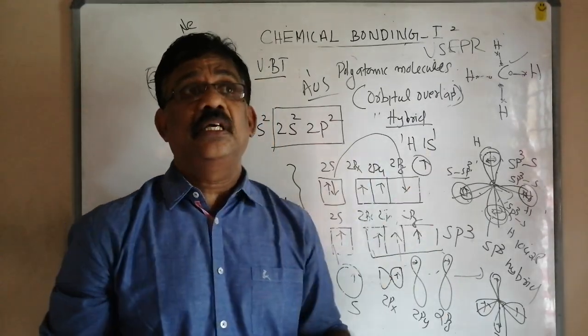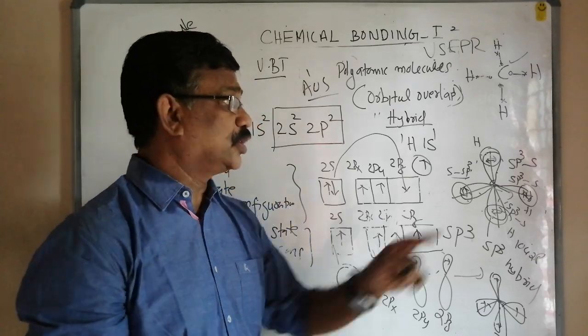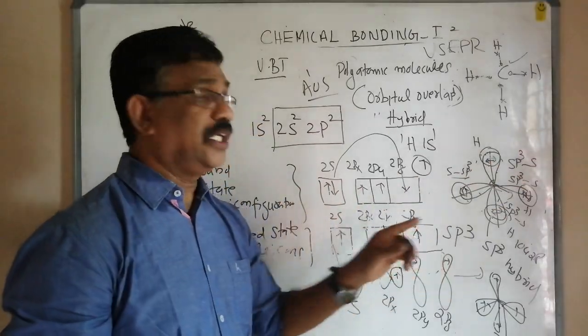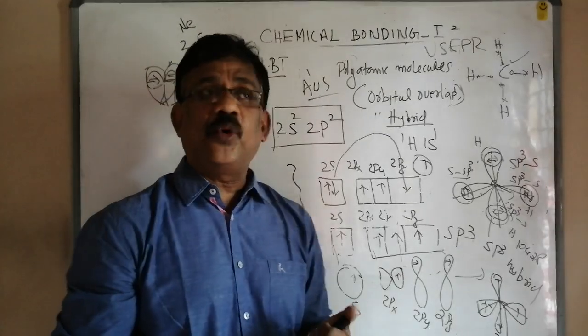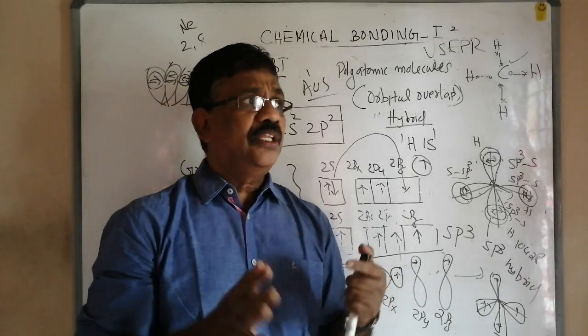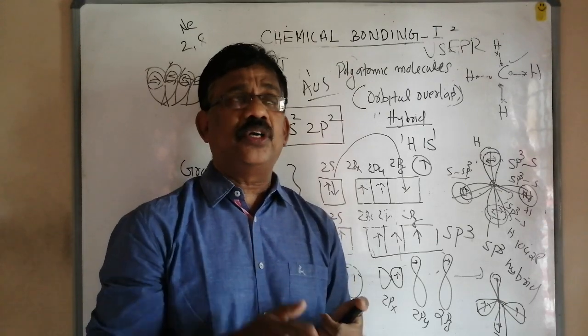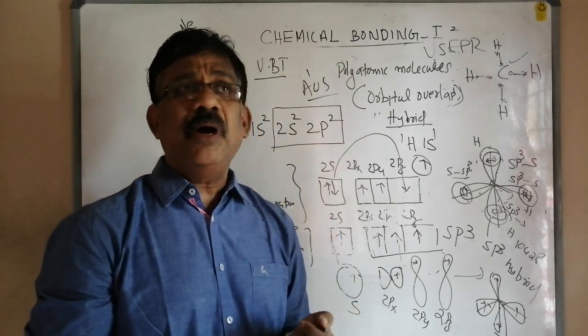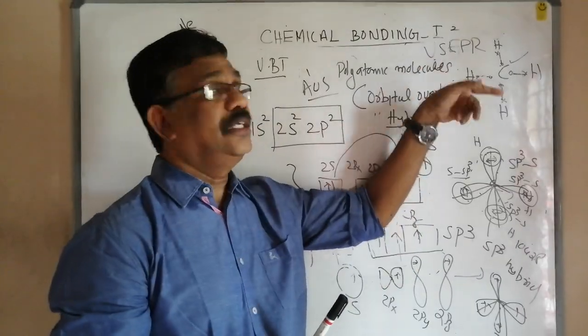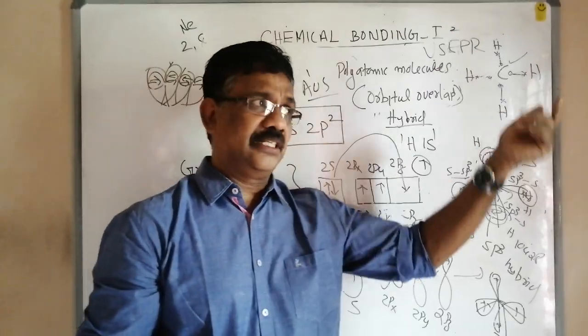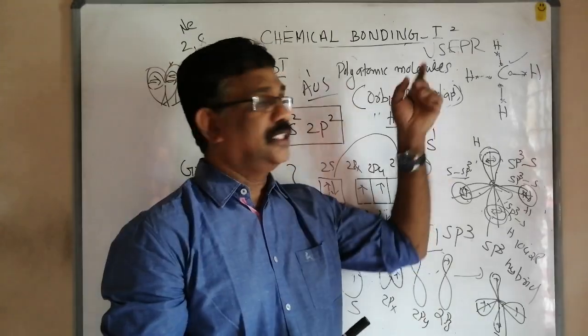There also we can see some different types of overlapping. Here it is Sp3 S: first hybridization Sp3, and the four orbitals point to the four corners of a tetrahedron. Why are the orbitals arranged along the four corners of a tetrahedron? To minimize the repulsive force and attain maximum stability. That theory is called VSEPR theory. We will discuss VSEPR theory in another class.